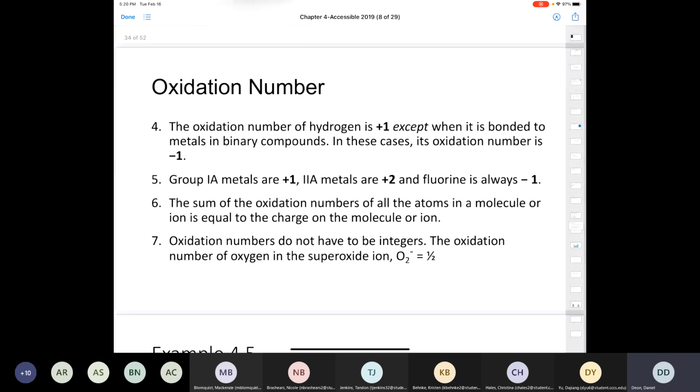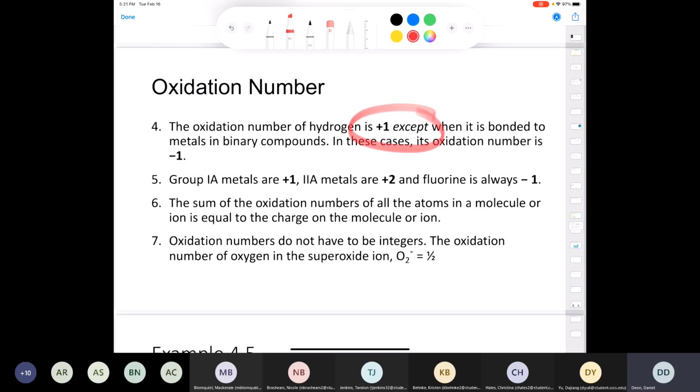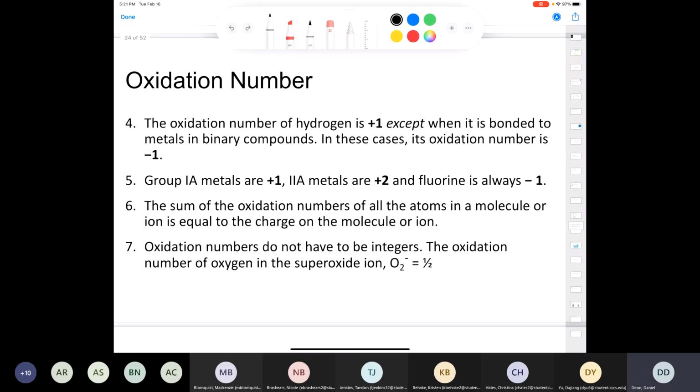So next it says the oxidation number of hydrogen is +1, except when it's bonded to a metal in a binary compound. In these cases, its oxidation number is -1. So to summarize this one, hydrogen is almost always +1, except for when it's combined with a metal. Let me give you an example.